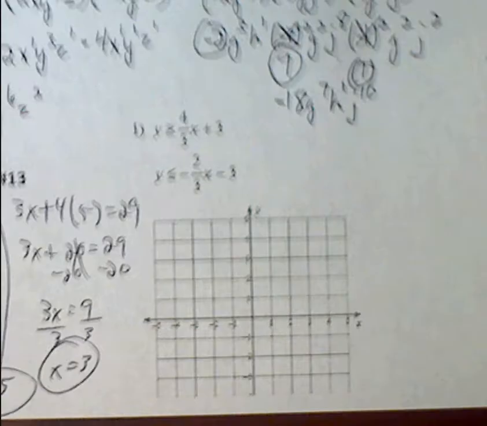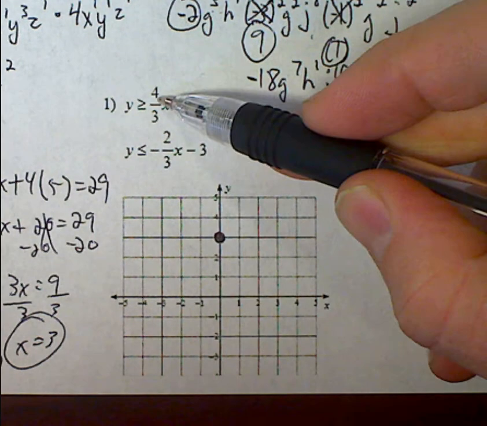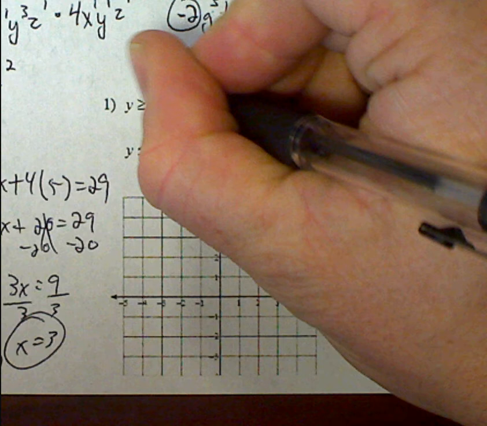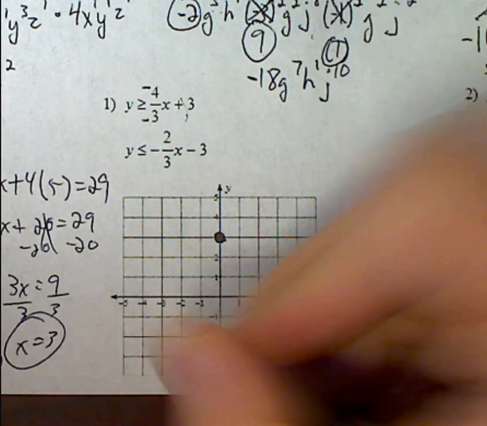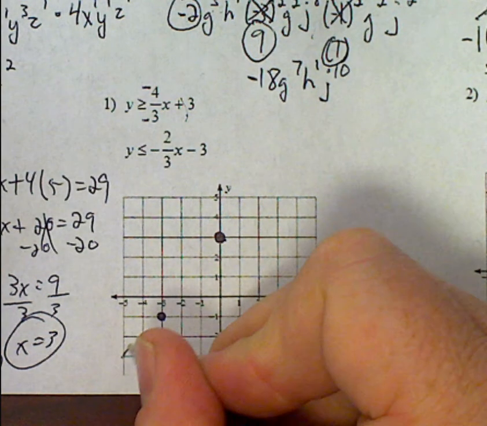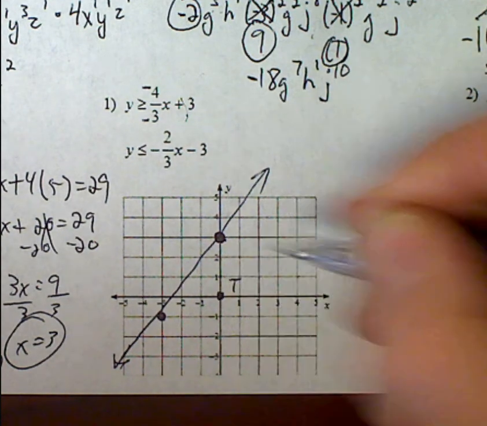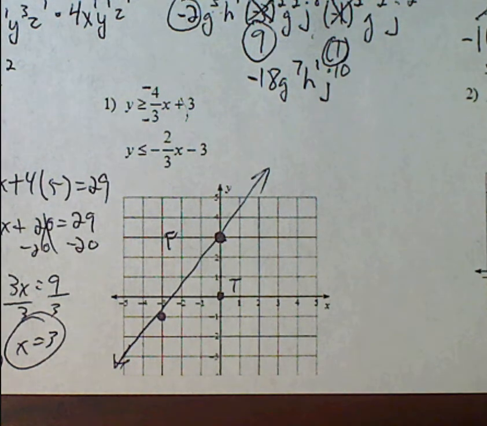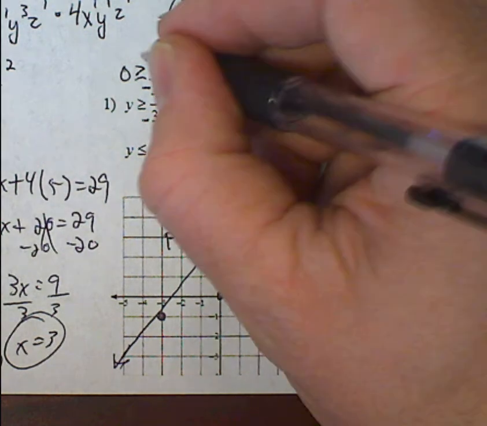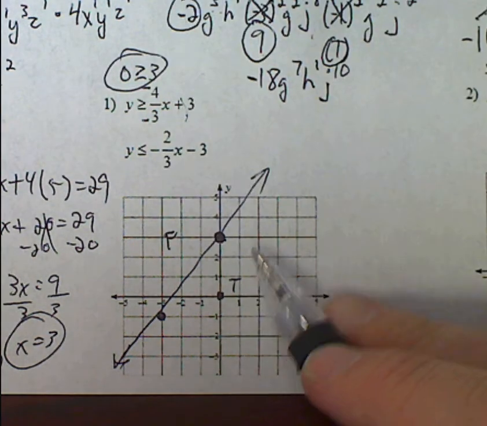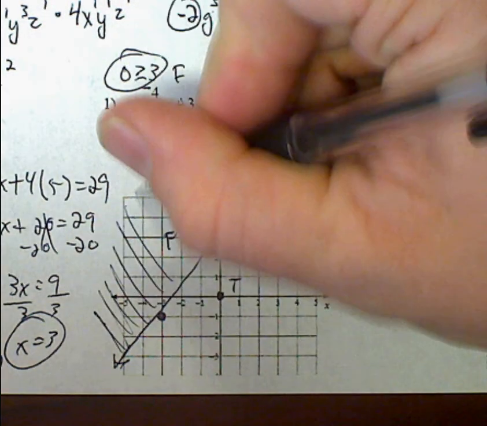Number 1. So, I start at 3, close circle. My slope is up 4, which I cannot do, so I'm going to go down 4, left 3. Down 1, 2, 3, 4, left 1, 2, 3. Solid line going through. This side is my true, this side is my false. 0 greater than or equal to 3. That would be false. So I shade the false side.